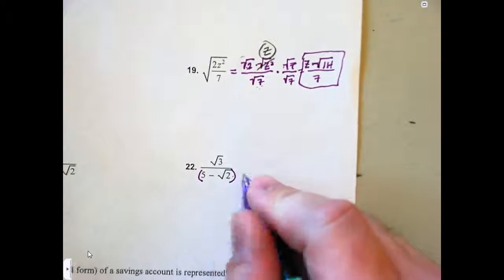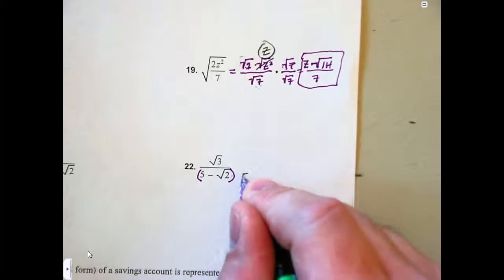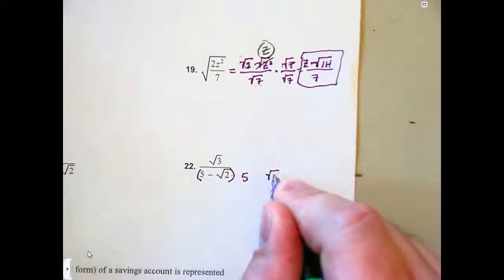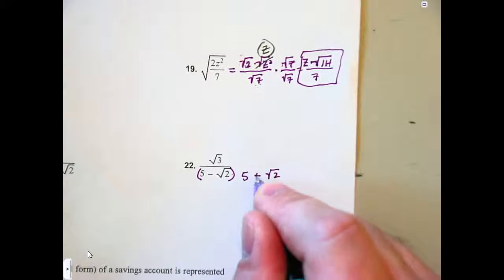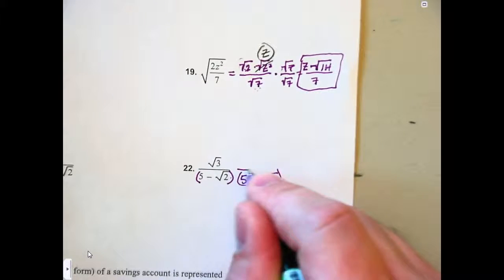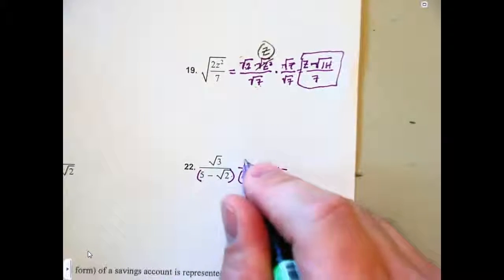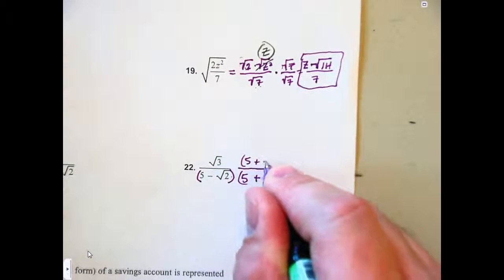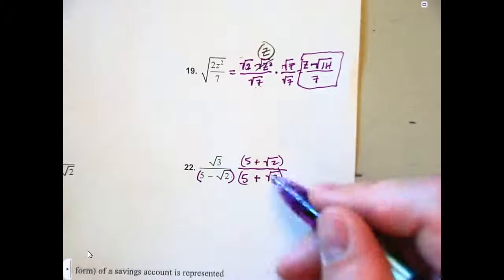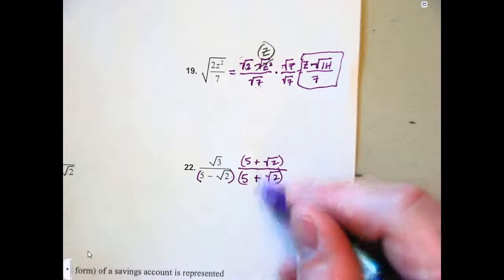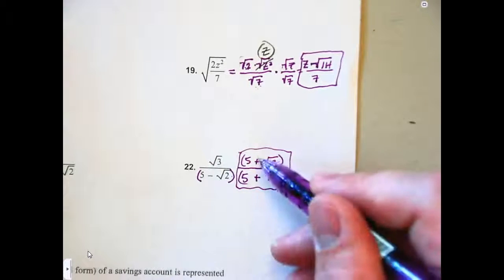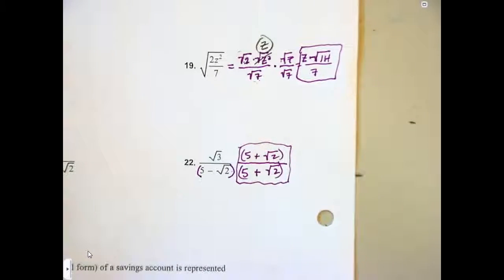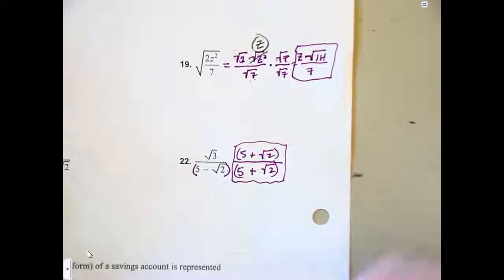The conjugate of this is the exact same values, but if that's minus, this is going to be plus. And you can't just randomly multiply by something. You have to do the same thing on both sides of the fraction bar. Therefore, you're actually multiplying by 1, because anything divided by itself is 1. So you're not changing its value, you're just changing the form.